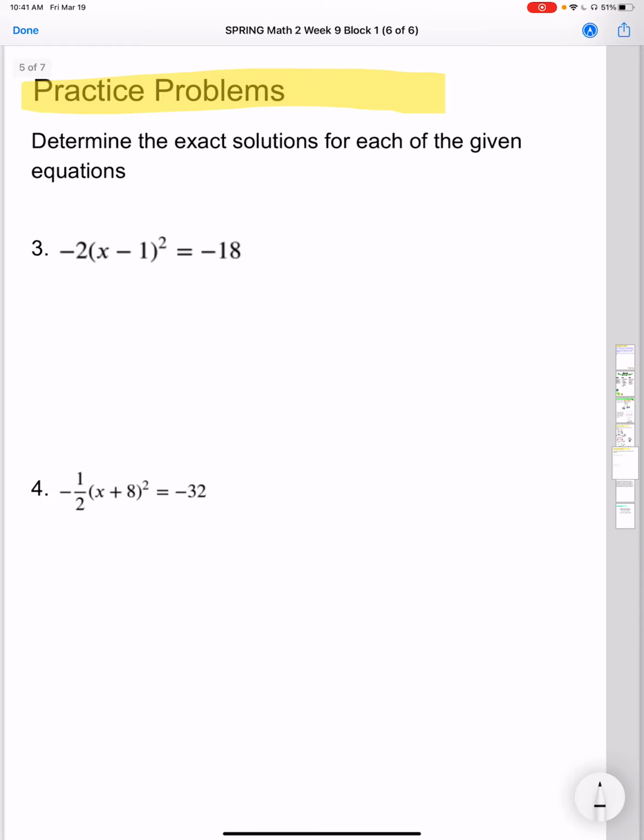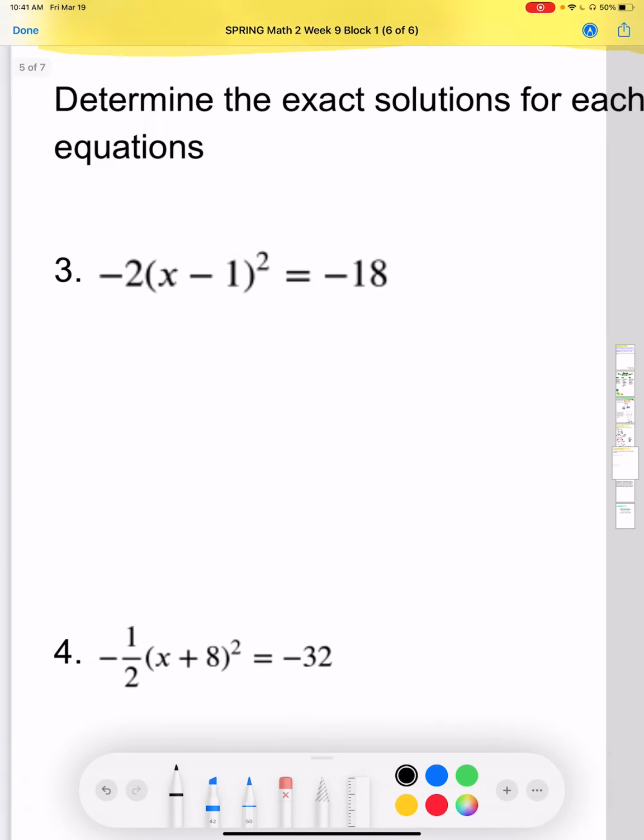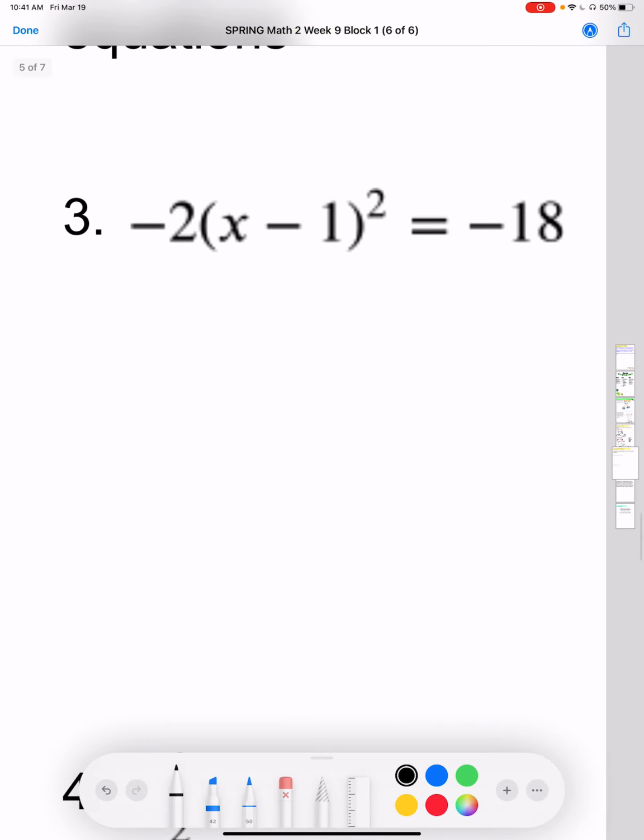So here we're going to find the exact solutions for each one. Here's our first example. Now it's starting to get a little more complicated because there's a lot more added to our equations, right? So this is definitely in vertex form. You can see the parentheses, quantity squared. We actually have an a value for this one, but we're going to solve. We want to find our roots.